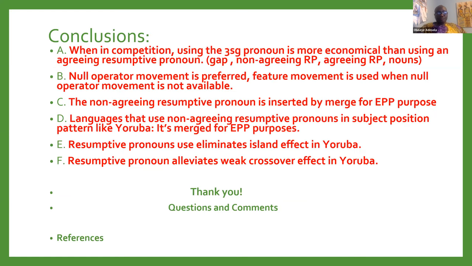So in conclusion, basically what we have seen so far is what happens when pronouns and gaps are in competition. Let's take Yoruba for example. A gap is preferred to the non-agreeing resumptive pronoun. And when that is not available, you can use an agreeing resumptive pronoun, and then you can use the noun. And then, like I said before, because of this hierarchy of acceptance, Yoruba allows resumptive pronouns that are not agreeing and those that are agreeing. But those that are not agreeing, I believe, will be used only when the agreeing one is not available.